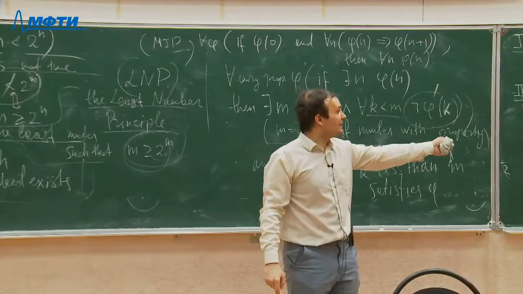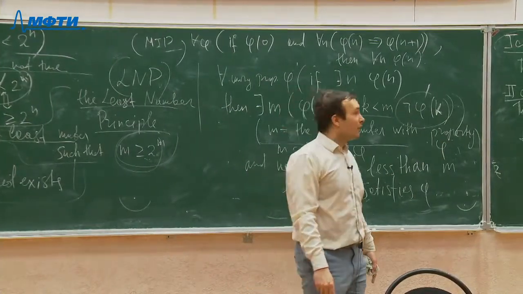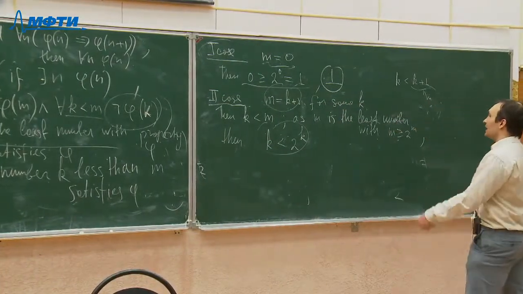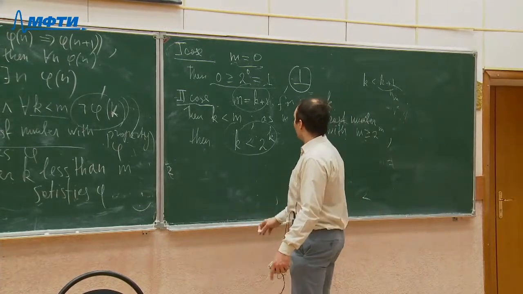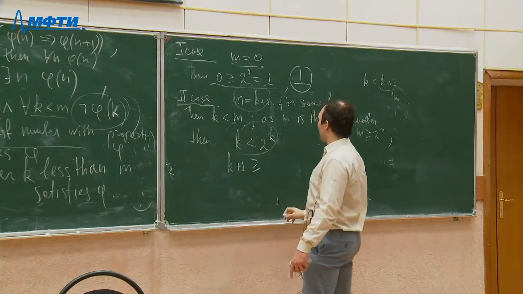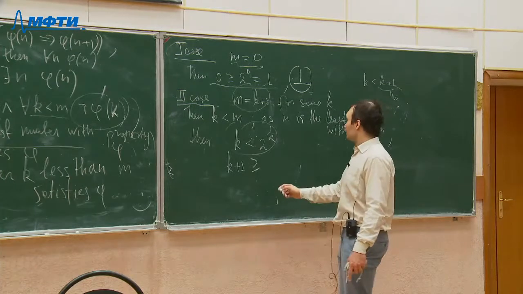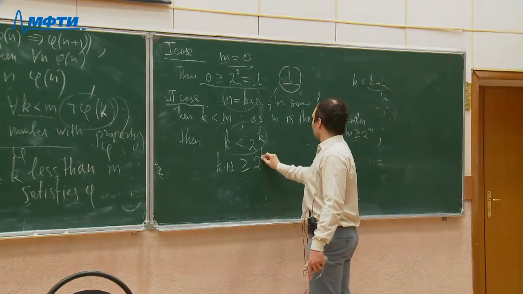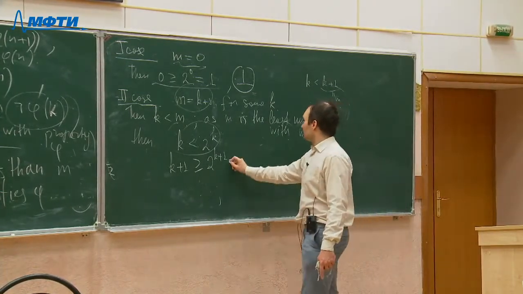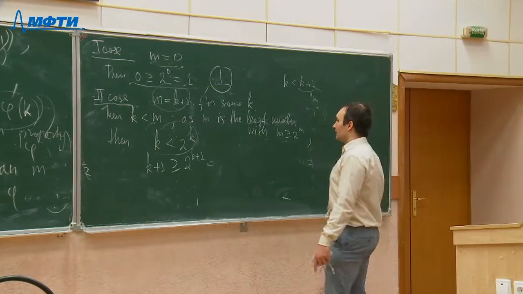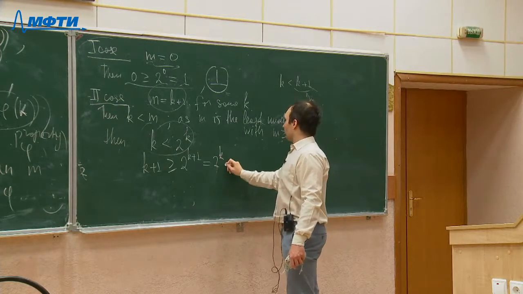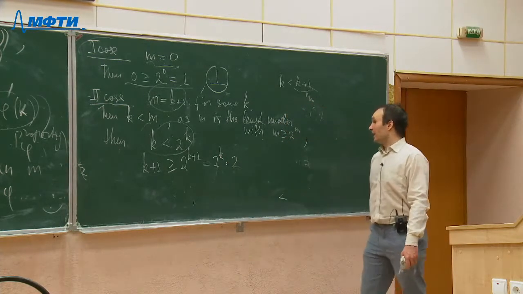That means that k is less than 2 to the power k. So we have that k is less, while m, which is k plus 1, is greater or equal than 2 to the power k plus 1. But what is it? It means that it is exactly 2 to the power k taken twice.